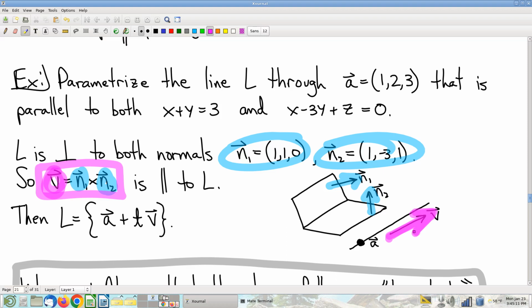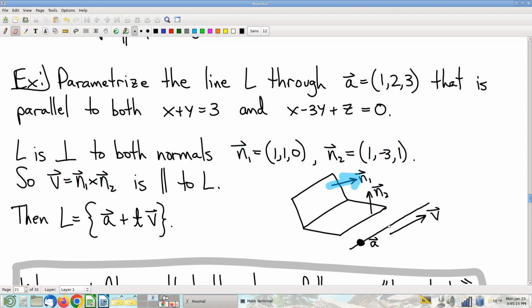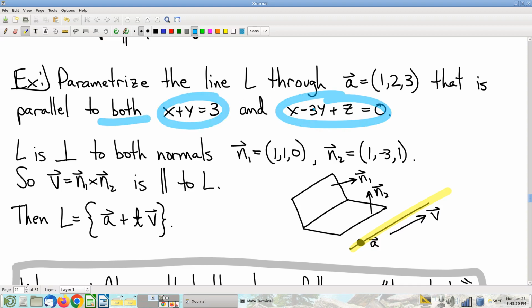All right, yes? How do you know L is perpendicular to the, like, the planes x plus y equals 3 and x minus y plus z equals 0? Well, the line is parallel. It's given in the statement of the question. I want the line L to be parallel to both of these planes. Yeah, parallel, not perpendicular.